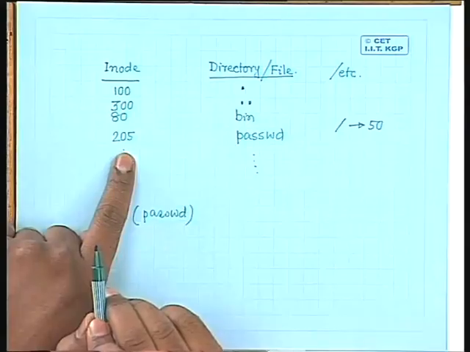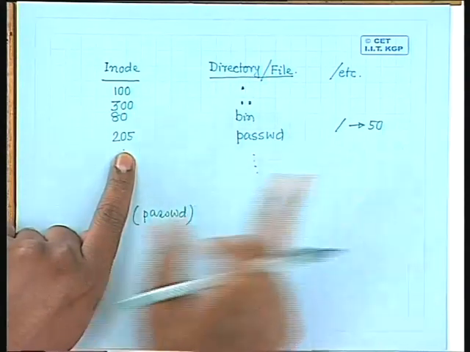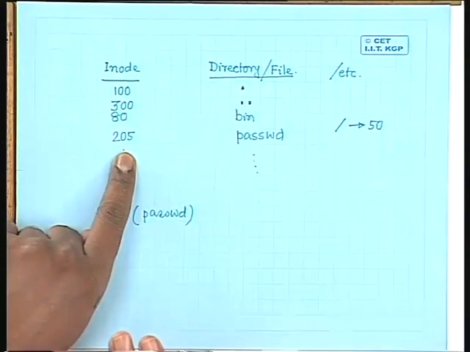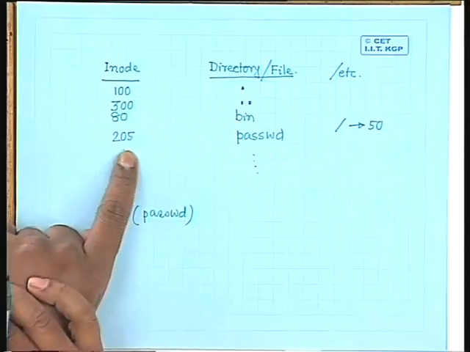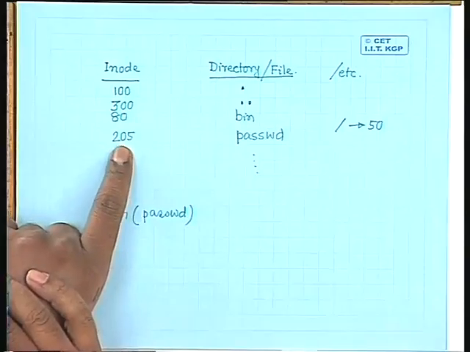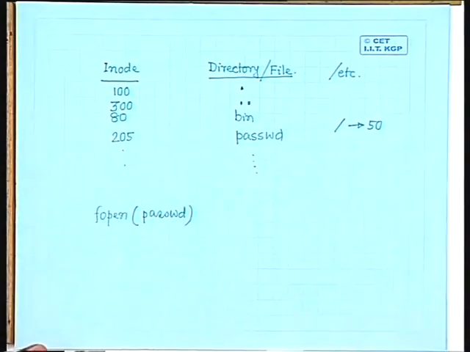Right? So I simply read that block. For reading the block, again I have to go to the buffer cache management, because this block has to be read and put into the buffer. Then once it is in the buffer, only then can I filter out this inode number 205, right, and get the inode and put this inode into the in-core copy of the inode.